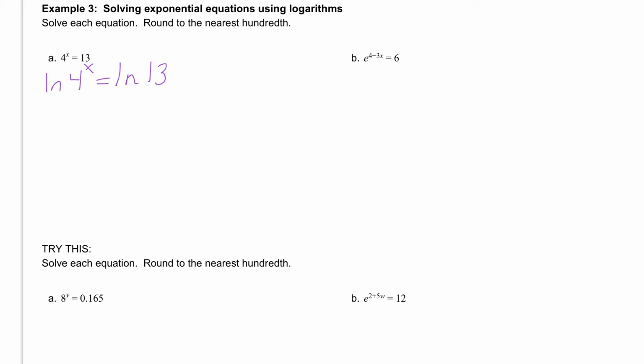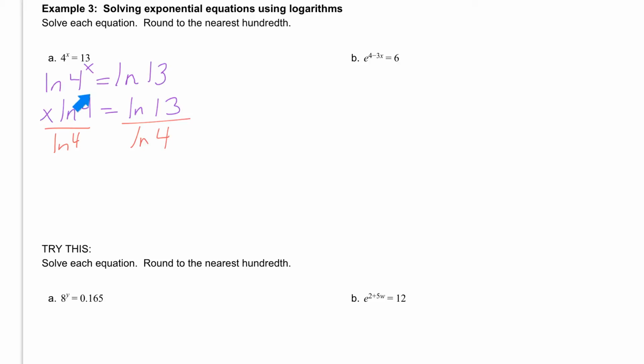Now, using my properties of exponents, since I know this x is up here, my property tells me that I can take it out into the front. So I can rewrite this left-hand side as x times the natural log of 4, and that's still equal to the natural log of 13. Now what's happening is I have my x out in front, I got it out of the exponent, and it's being multiplied by the natural log of 4. Well, the opposite of multiplication is division. So I can now go and divide both sides by the natural log of 4.